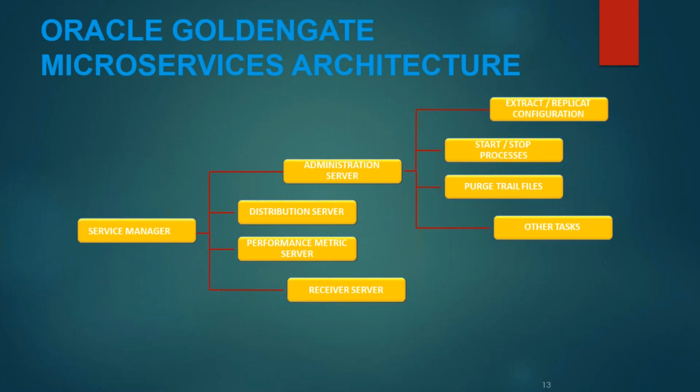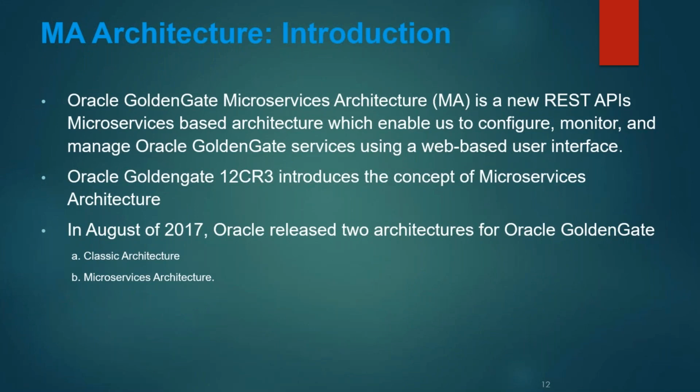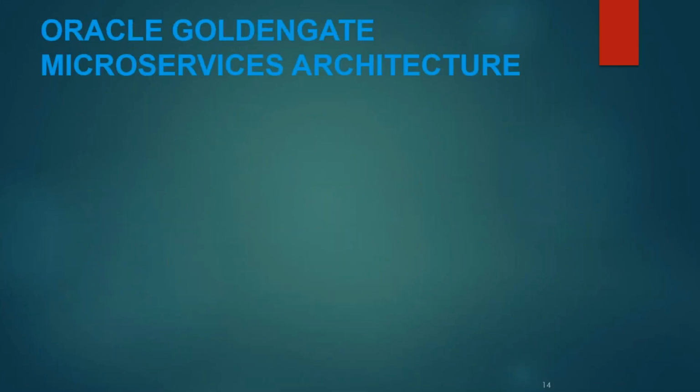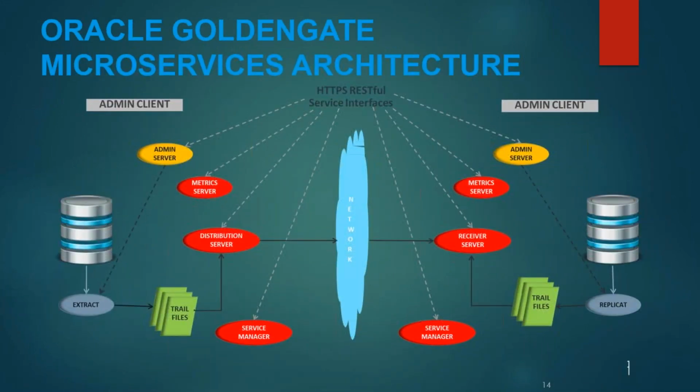Distribution server, as the name suggests, is used for distributing the data from source to target. Performance metric server is the new addition to Goldengate functionality which was introduced from Goldengate 12.3 onwards. Receiver server receives the changes which are being sent by the distribution server over the TCP/IP network. So this is how the microservices architecture looks.